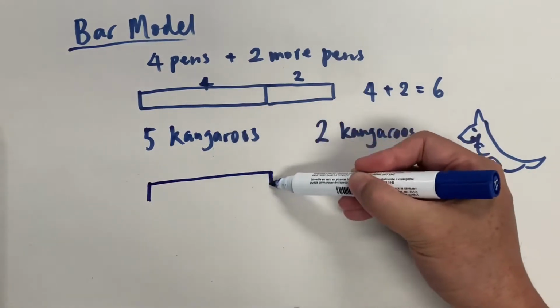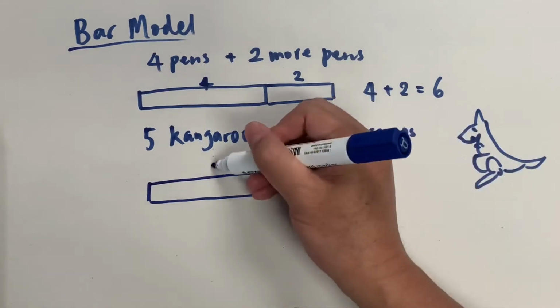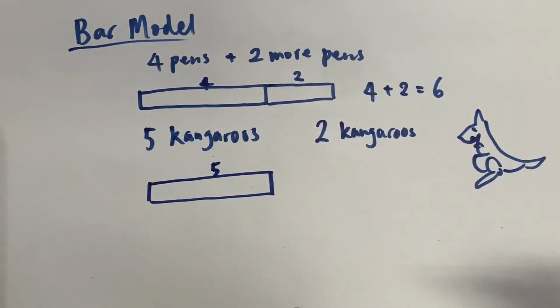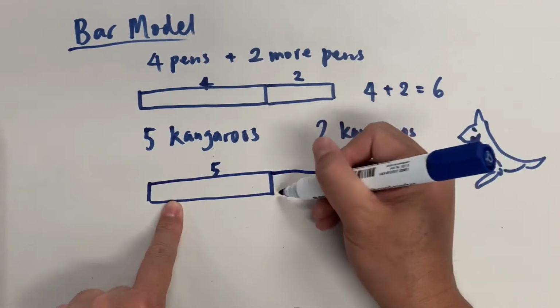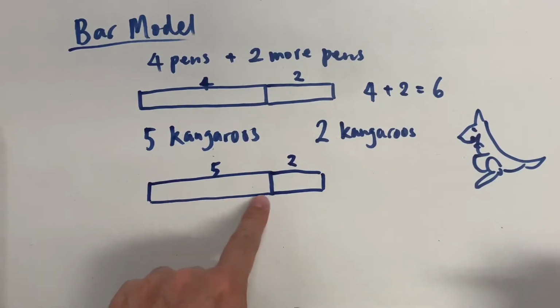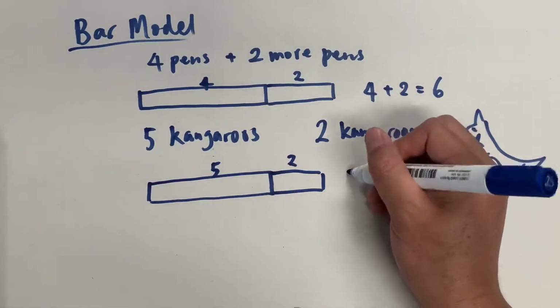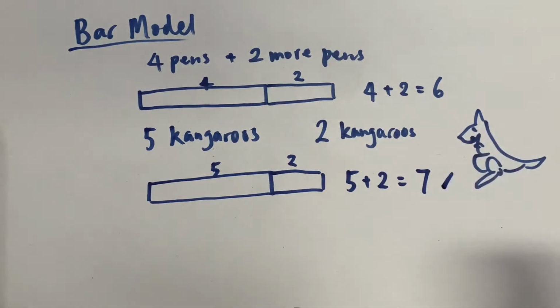So let's do this. 5 kangaroos. That's okay, that's 5. Then I have 2 more kangaroos. So the 2 should be smaller than this. If I add 5, then 6, 7. So 5 plus 2 equals 7. How did you go? Simple. I'm going to give you more.